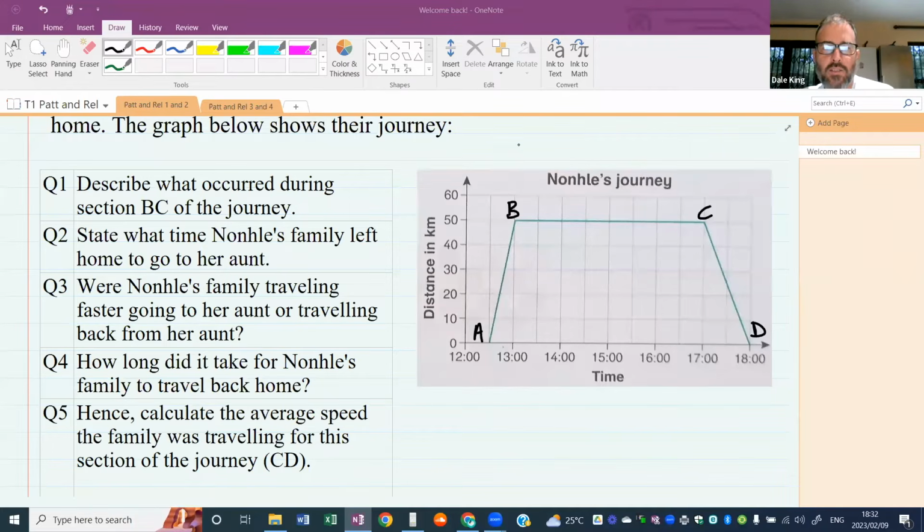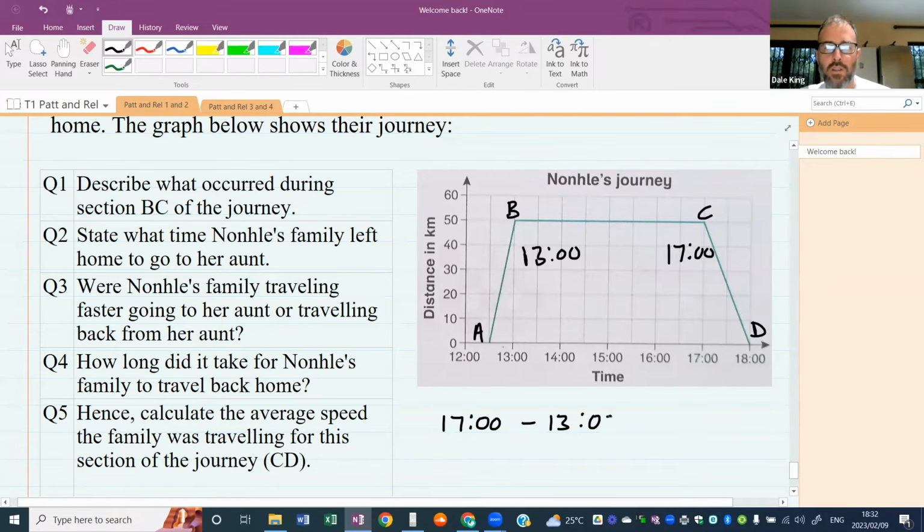How long did they stay at the aunt's house? I think they stayed for 5 hours. Yes. Can you tell me how you calculated that? Look at the point B to C. Okay, so we've got point B's time is 13, and C's time is 1700 hours. So to find out what the difference is, that word difference, we're going to subtract them from each other. Yeah. Well done, Amo. Thank you very much.